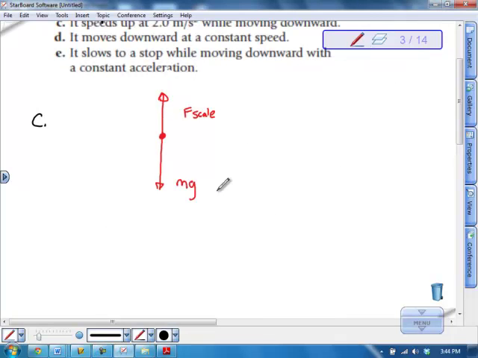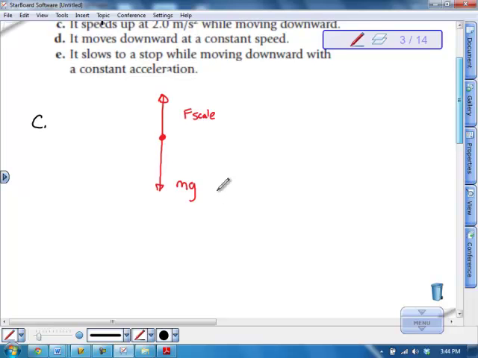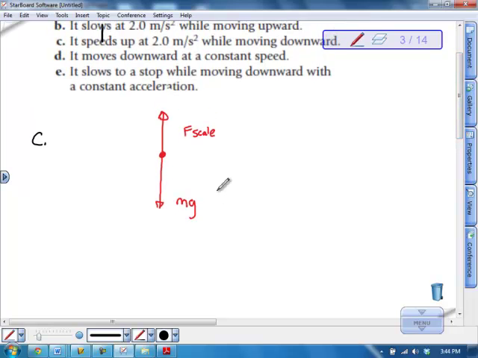Part C is actually the same. It says it speeds up at 2 meters per second while moving downwards. So basically, what that means is the weight is going to be bigger than the force in the scale, so that the net force equals mg minus the force in the scale. If it's got a net acceleration downward still of the same amount, nothing changes. So I would use this same equation, in which case you're going to get the same answer for the net force. So whatever answer we have for part B, that's the same as for part C.